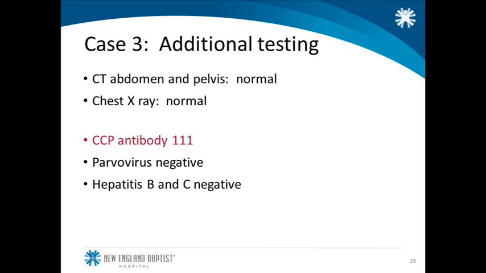At her first rheumatology visit, additional testing included a CCP antibody, which was high at 111. Her parvovirus serology was negative, and hepatitis B and C testing was negative.